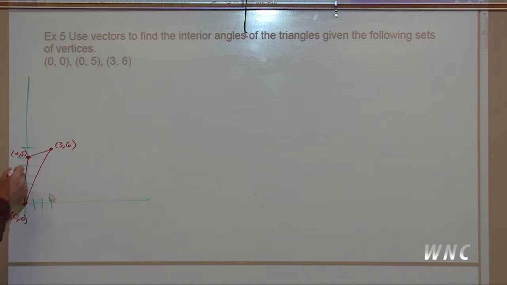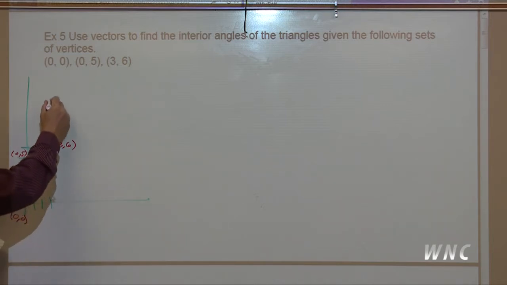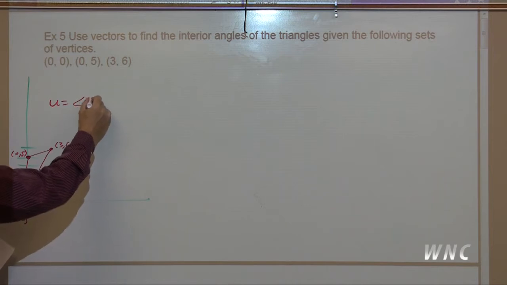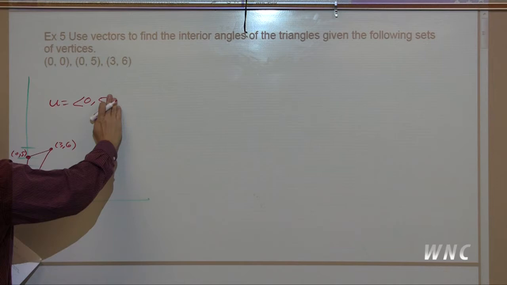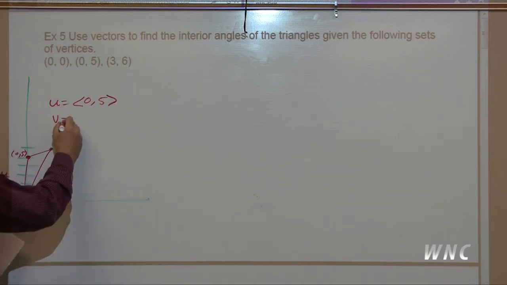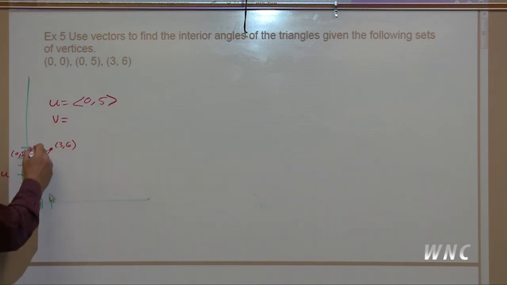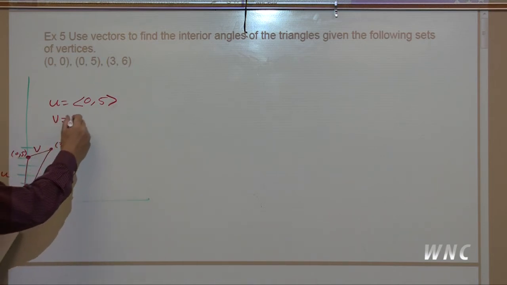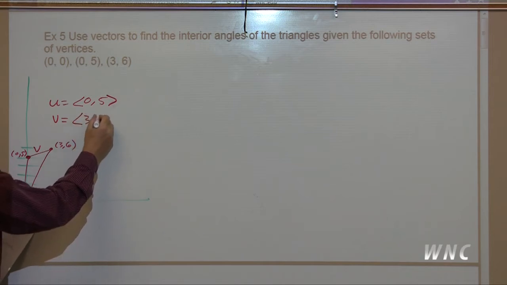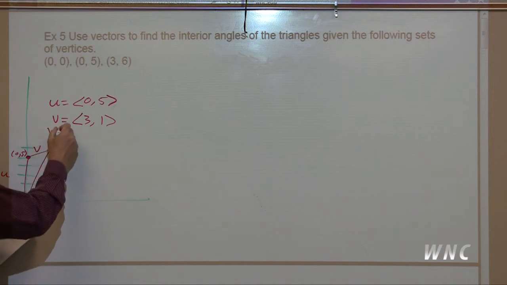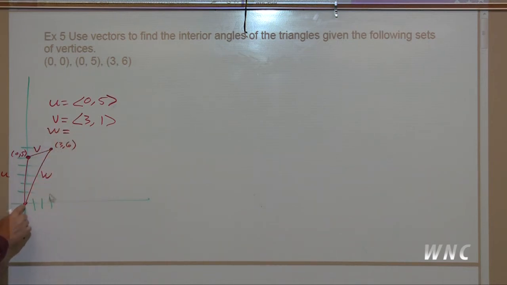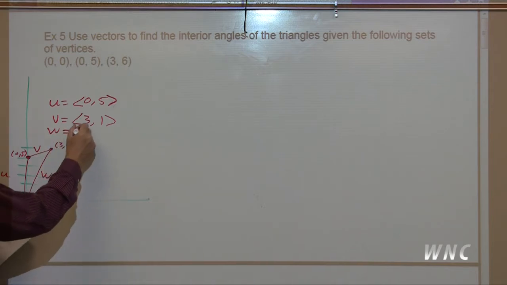From 0, 0 to 0, 5, we'll call that u. So that u would be equal to 0, 5. No horizontal change, 5 is a vertical change. V, we'll define that to be up here. So horizontally it's going over 3, vertically it's going up 1. And then W will be this last one here. Starts at 0, 0, goes to 3, 6, so horizontally 3, vertically 6.